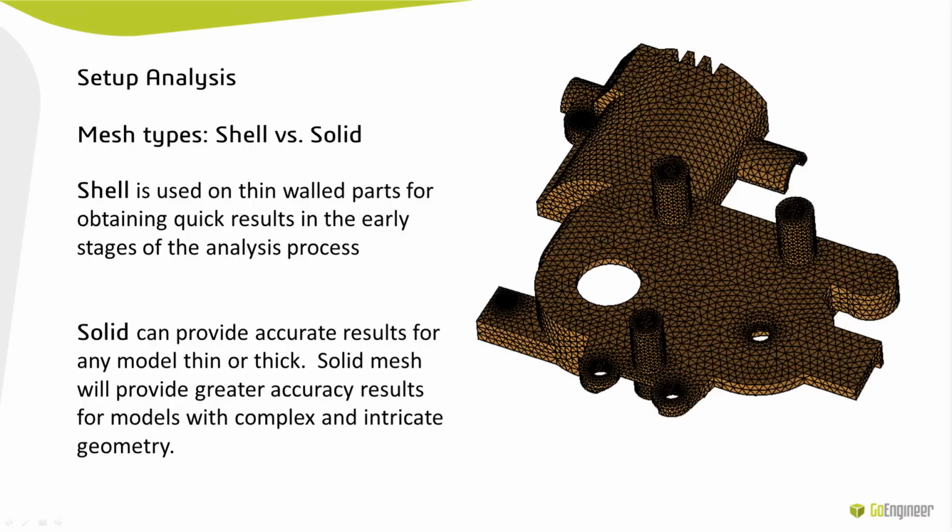Typically, I always use the solid mesh. The solid mesh provides more accurate results for any model. If it's thick or thin, it meshes internally in your model, so you get the flow of plastic through the model, around all your cores, and everything like that. So your solid mesh is going to have greater accuracy results for models with complex and intricate geometry.